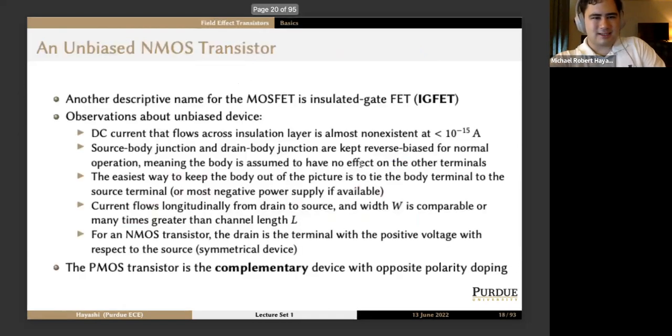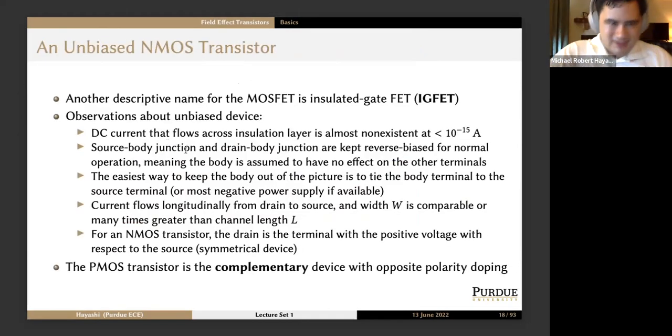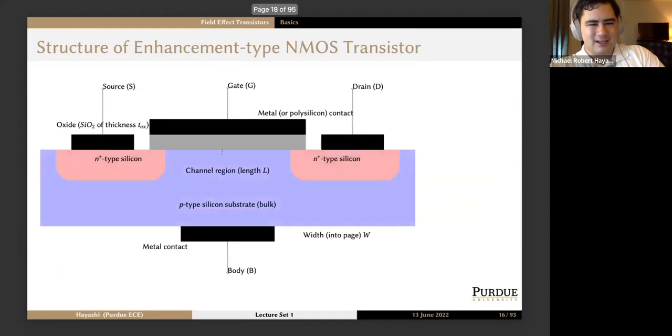So let's talk about an unbiased NMOS transistor. Another descriptive name for the MOSFET is the insulated gate FET, or IGFET. So I'm going to read more from slide 18 while keeping slide 16 up on the screen. So observations about an unbiased device. The DC current that flows across the oxide or insulation layer is almost non-existent. It's going to be less than 10 to the negative 15th amps.